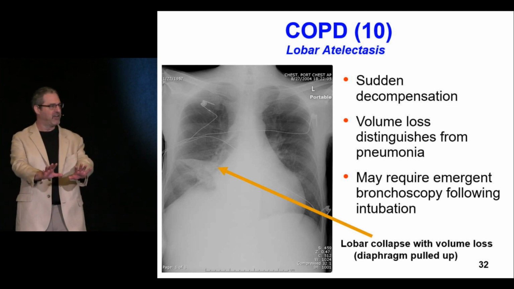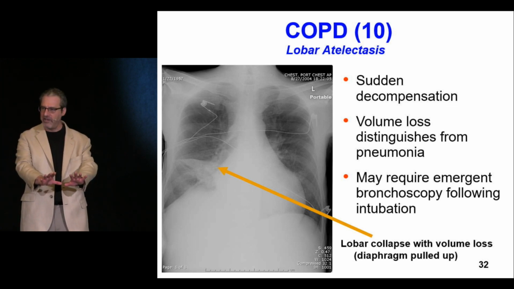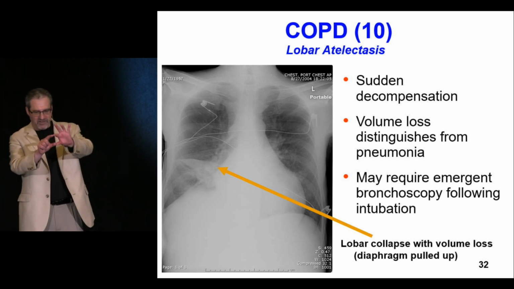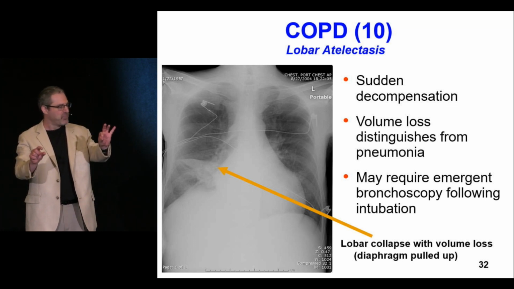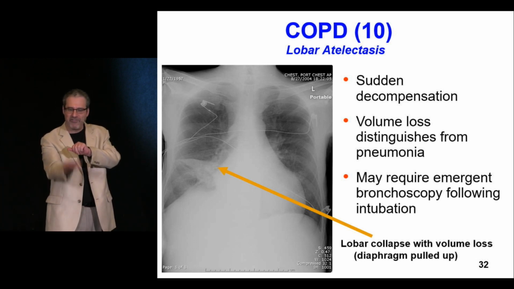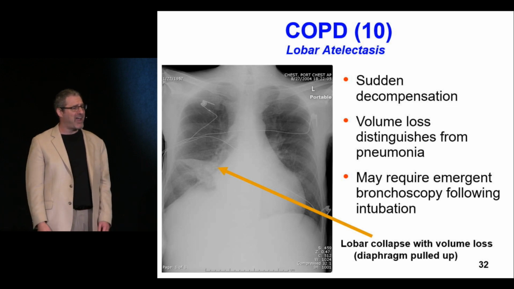But wait a second, not all white schmutz on an x-ray is pneumonia. And in fact, if you look at this one, you'll see that it's basically the right middle lobe collapsed. And the way that you know that is not just the shape, but look, the diaphragm has been pulled up on the right side.